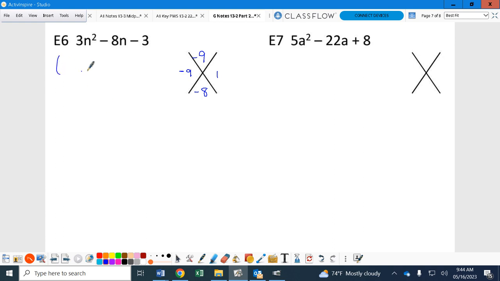So when you set up your two sets of parentheses, that 3n is going to repeat at the front of each parentheses. The minus 9 and the plus 1 go at the back. Are there any GCFs? Yeah, 3 will come out of this one. That's going to leave you n minus 3. And then the 3n plus 1. Again, it doesn't matter which parentheses comes first.